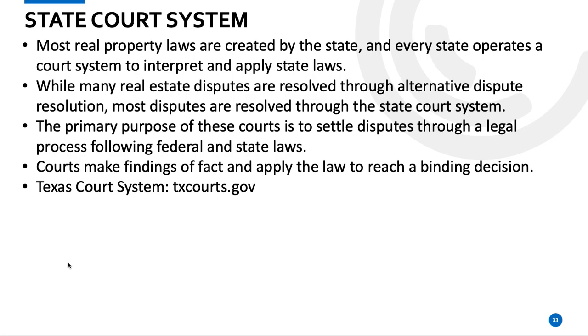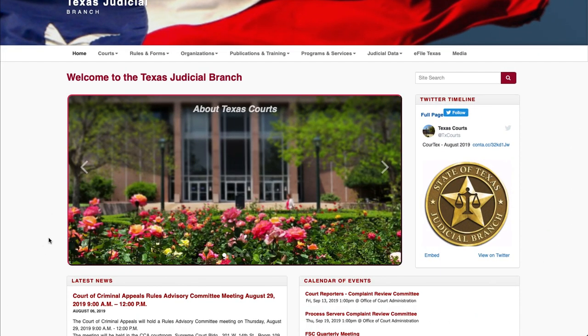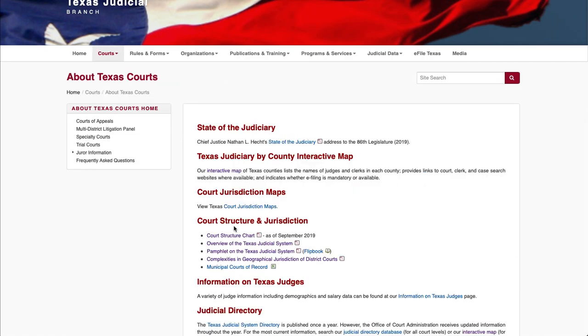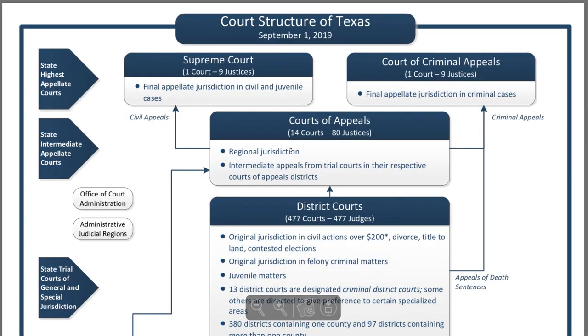So then I've got the website to the Texas court system, which provides an overview, and we're going to go ahead and take a look at this. So this is the Texas courts page, and you can find this by Googling Texas courts or by going to the website you just saw in the slide. I'm going to click on courts and then about Texas courts, and then look at the court structure.